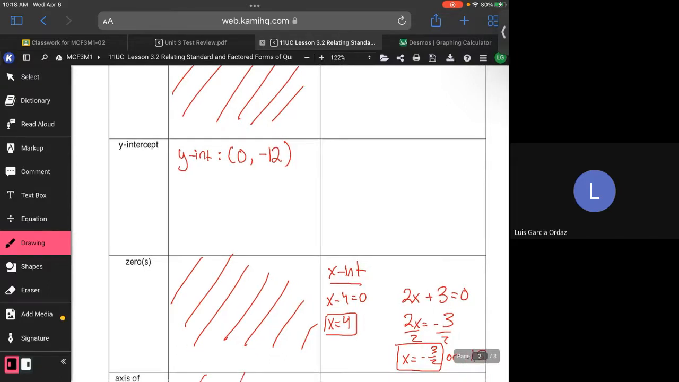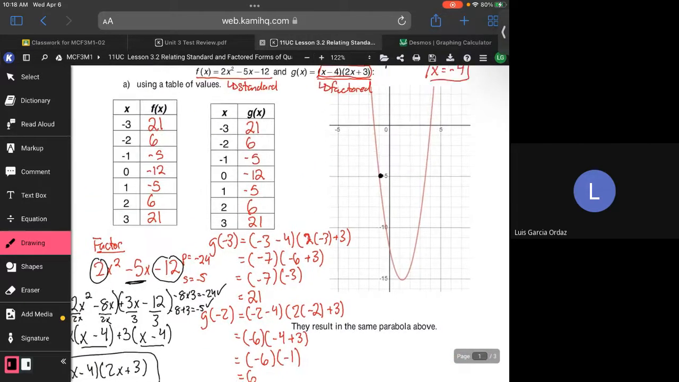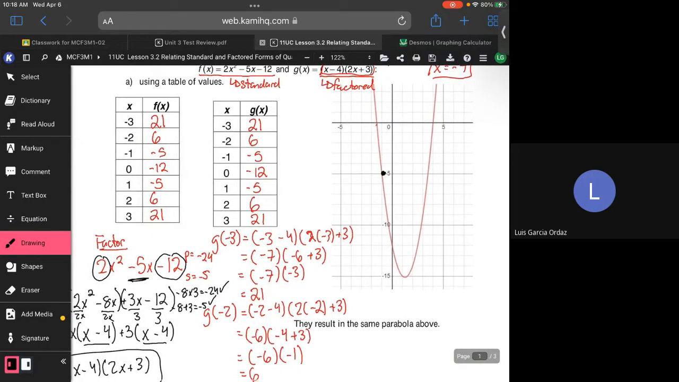So now let's take a look at it visually. These are my x-intercepts over here. We're working with the same question. How do you think I'm going to find the vertex using my x-intercepts? Remember, my vertex happens right in the middle of the graph. So what do you think I'm going to do with my x-intercepts to help me find the vertex?